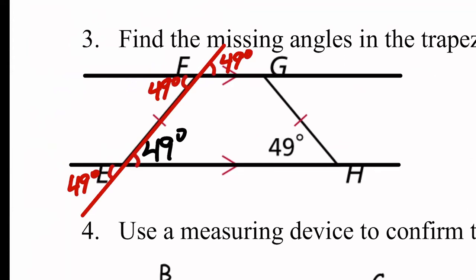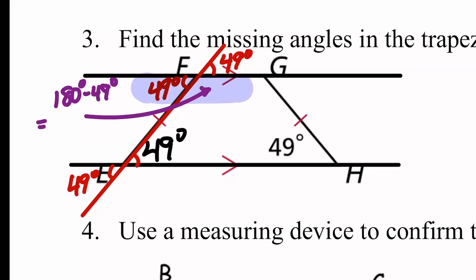All right, but if two angles come together to form a straight line, like these two do, then they have to add to 180 degrees. So that would mean that this angle right here would have to be 180 minus 49. So that would be 131.